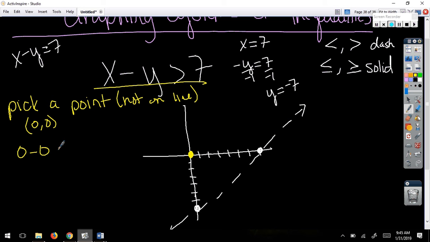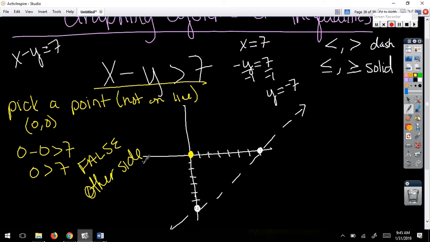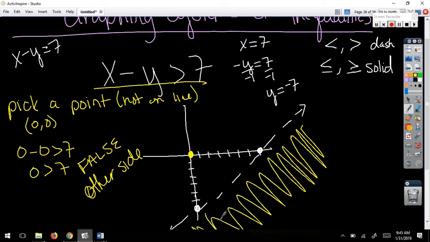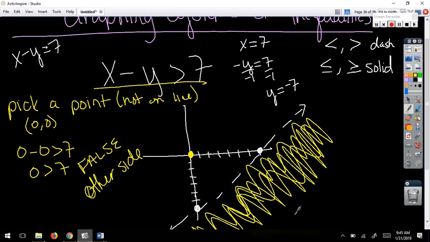If you plug that in, 0 minus 0 is bigger than 7. Is that true or false? False. Because this is false, I shade on the other side. It's saying greater than 7. You shade the side that's true, because every point in the shaded area will make it true.